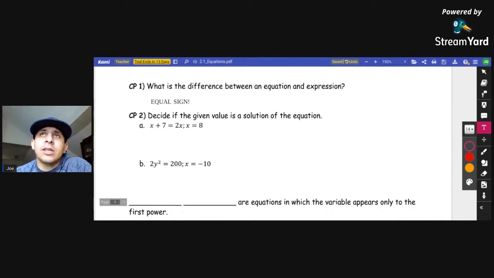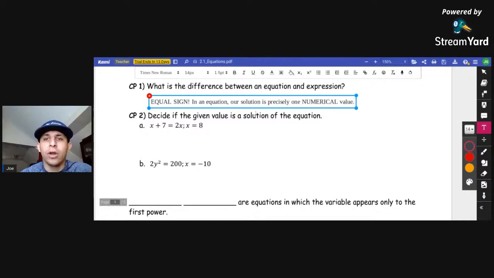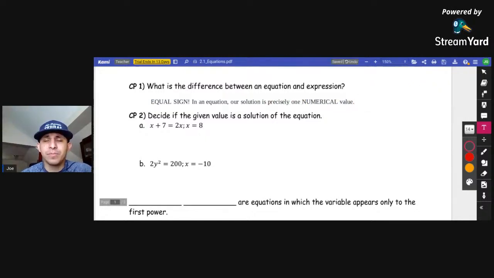But an expression is nothing more than all you see above: numbers, operations, and maybe some variables, but you cannot solve them. You can merely simplify them. So while I don't want to say that they don't have one answer, because they do, they don't have a numerical value for an answer. In an equation, our solution is precisely one numerical value, whereas in an expression, the solution could be 2x plus 4, the final answer.